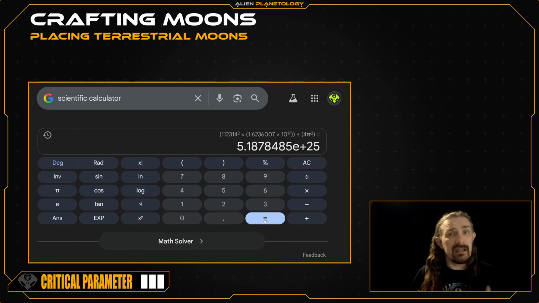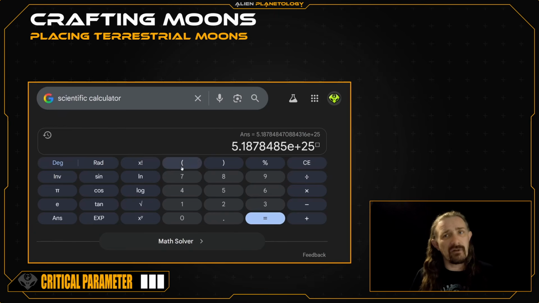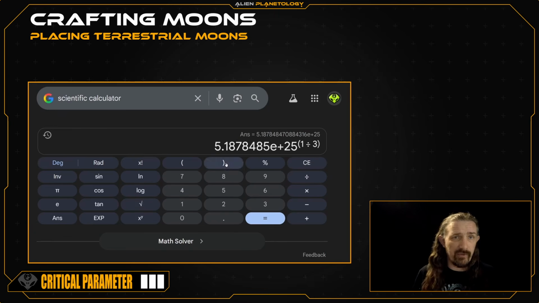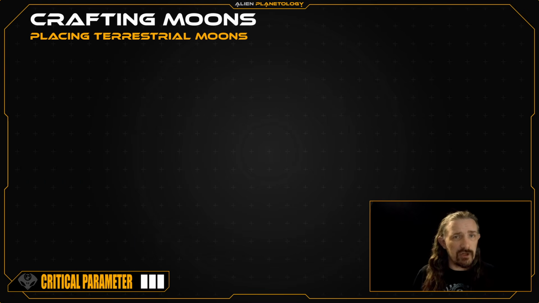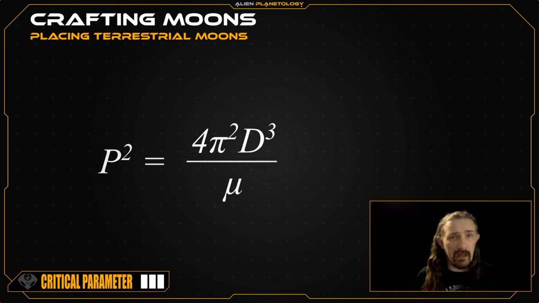Press equals and then get the cube root of this number by raising it to a power of 1 over 3. That's your moon's semi-major axis in meters. Alternatively, if you choose to simply pick an arbitrary distance for your moon's orbit, you can calculate its orbital period using this equation, which equates the square of the orbital period to 4 pi squared times its semi-major axis cubed divided by its standard gravitational parameter.